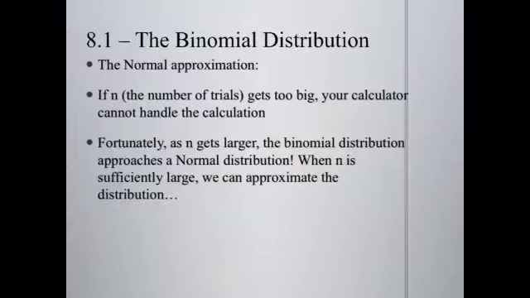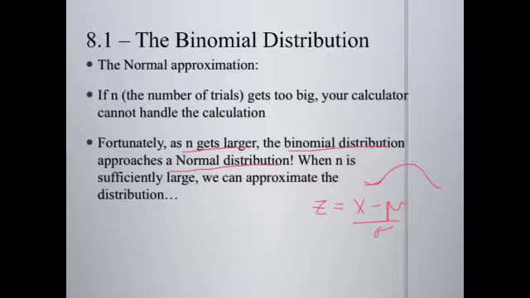The normal approximation: if n, the number of trials, gets too big, your calculator cannot handle the calculation. So fortunately, as n gets larger, the binomial distribution approaches the normal distribution, and we already know how to use this. Normal distribution, remember we use z-score, the normal curve, x minus mean over standard deviation. When n is sufficiently large, we can approximate this distribution for binomial using the normal distribution.